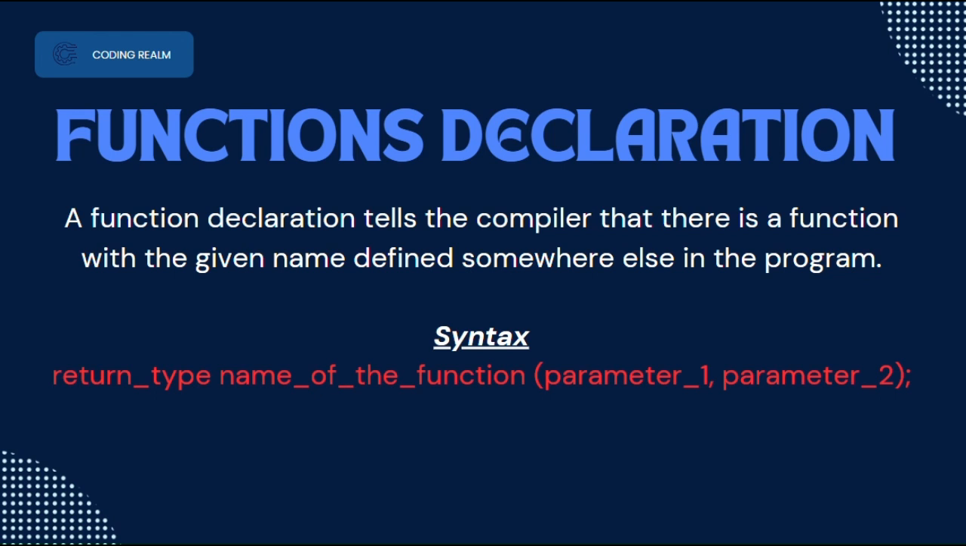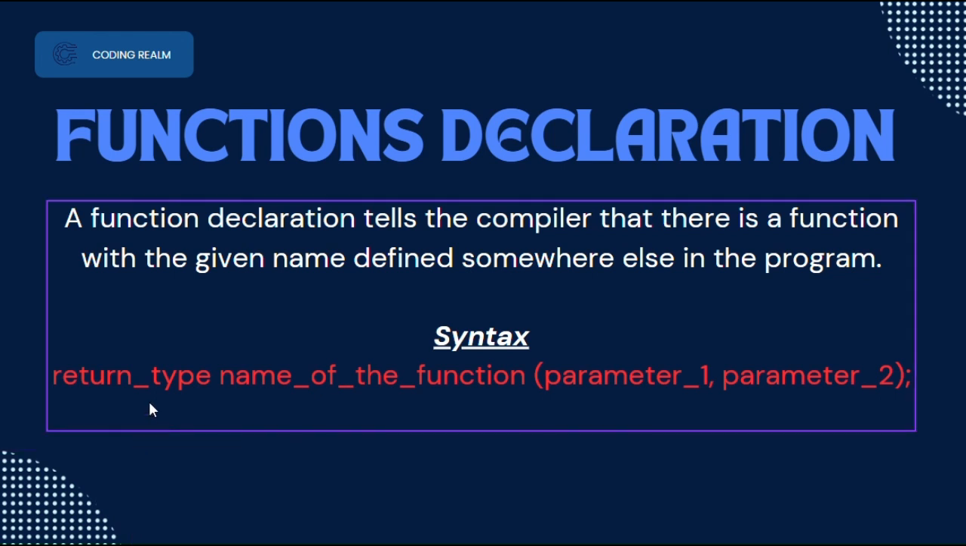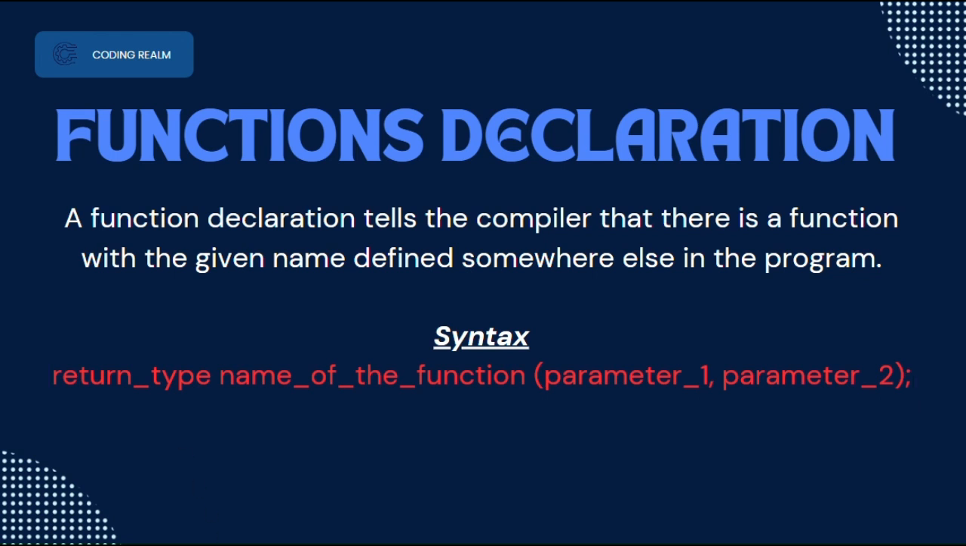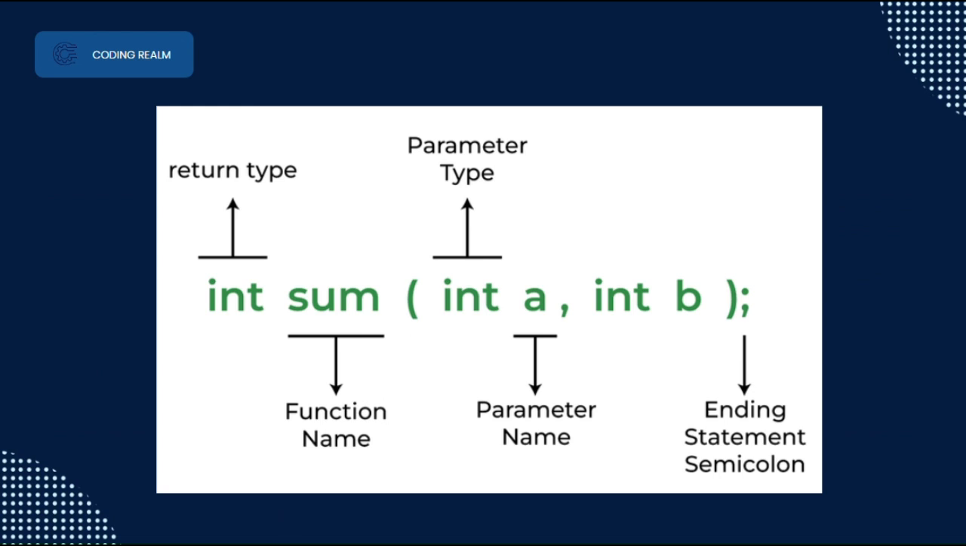This is the syntax of a function declaration. First, you put the data type, the return type, like integer, float, etc., then the name of the function, parameter 1 and parameter 2. Look at this example. First, we have the return type. Here it is an integer. The function name is sum.